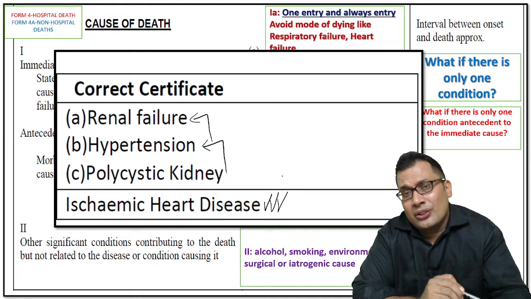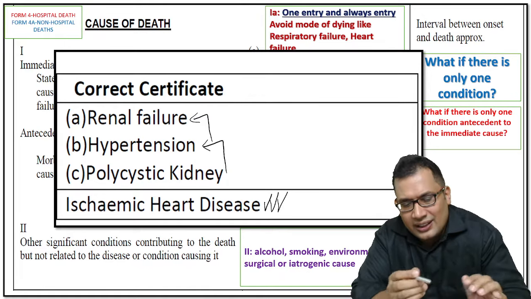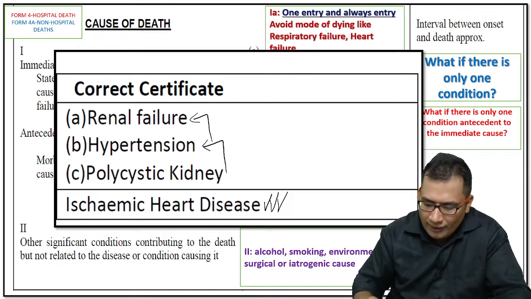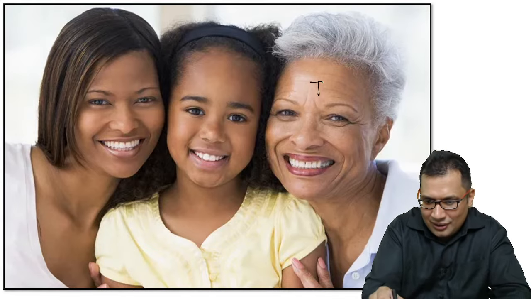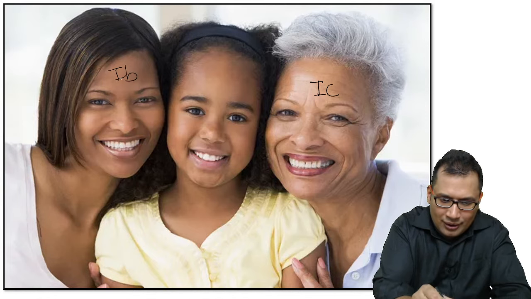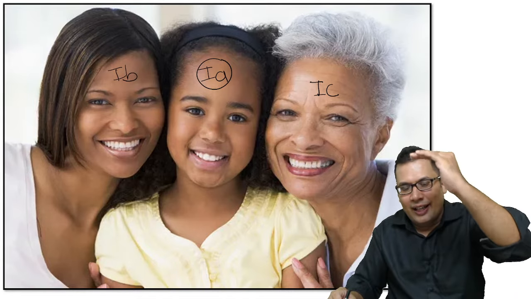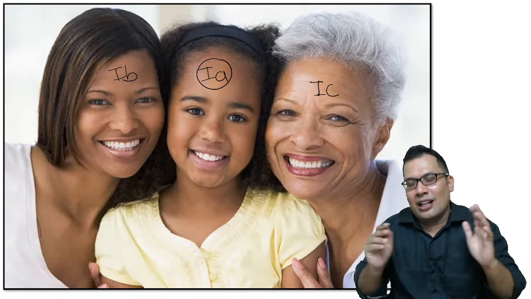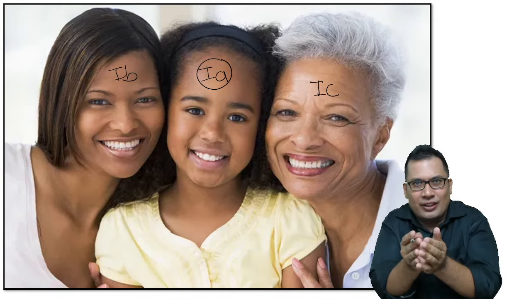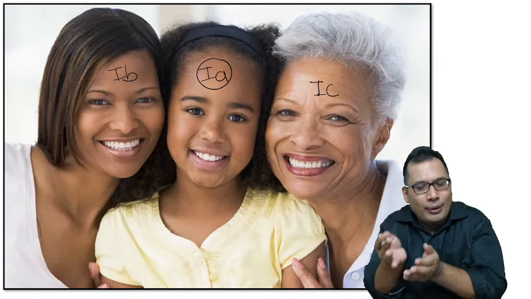Sometimes there can be other conditions which are not associated with the death, that is ischemic heart disease. Here is one good example to remember how to explain this 1A, 1B and 1C. There's a nice picture in the slide. What you can see here: grandmother, mother and the granddaughter. Right. So 1C, 1B and 1A. So this is how you can remember. Always 1C should come first. So 1A due to what? 1B. 1B due to, that is 1C.